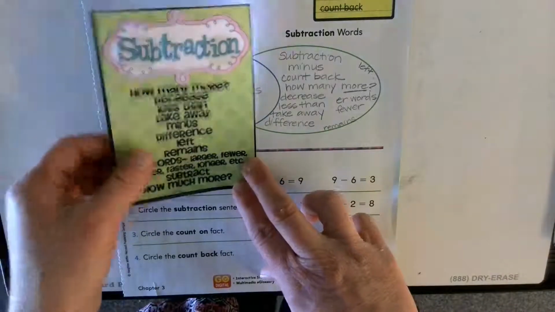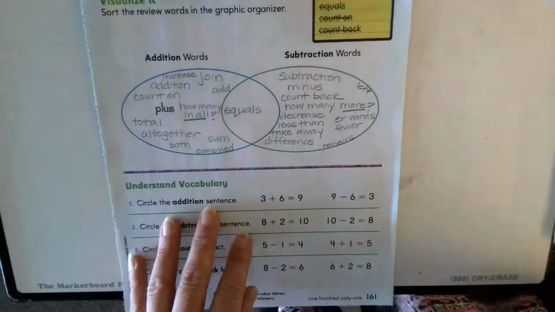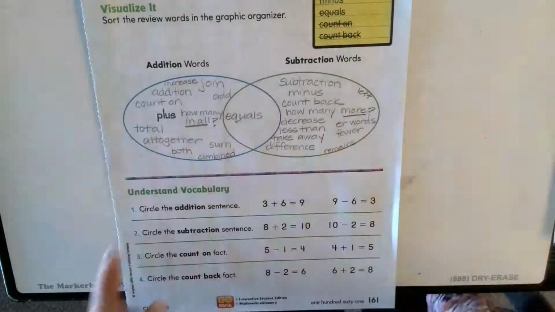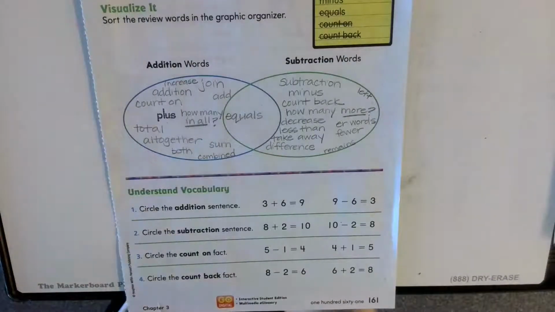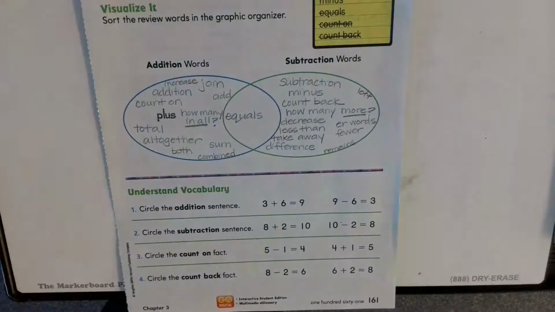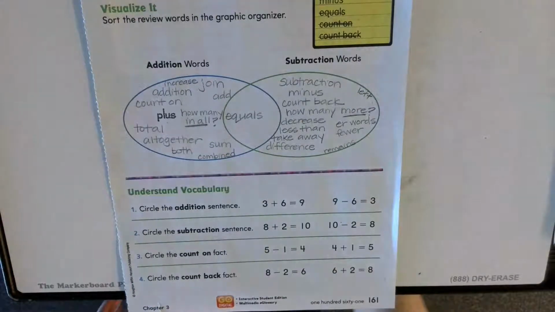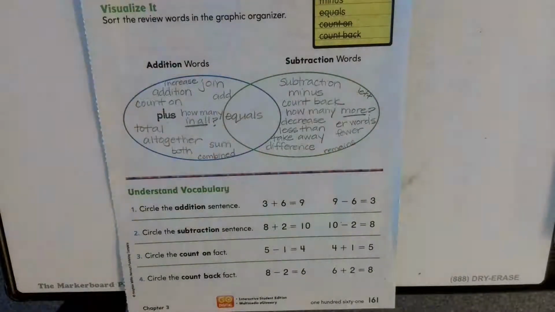And then what we're going to do now is we are actually going to cut out our Venn diagram, and we are going to glue that into page 18 of our math journal. So get out your math journal and turn to page 18.